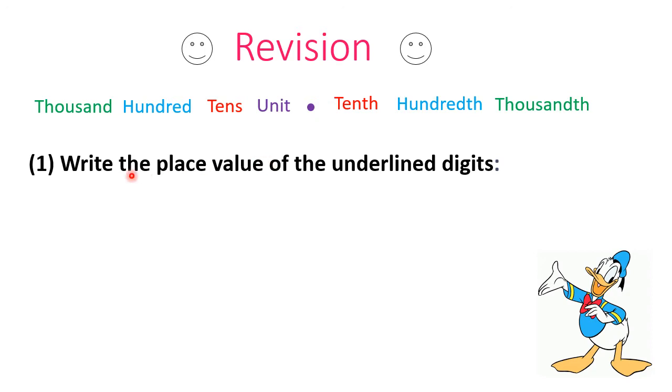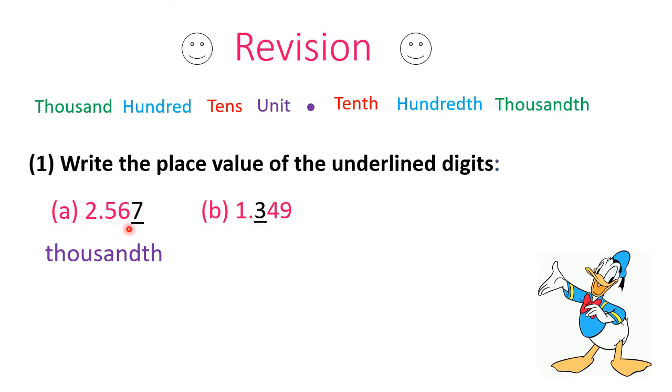For example, 1. Write the place value of the underlined digits. A. Number 7. After the decimal point, tenth. Tenth, hundredths, thousandths. So the place value of number 7 is thousandths. B. Number 3, after the decimal point, tenth.